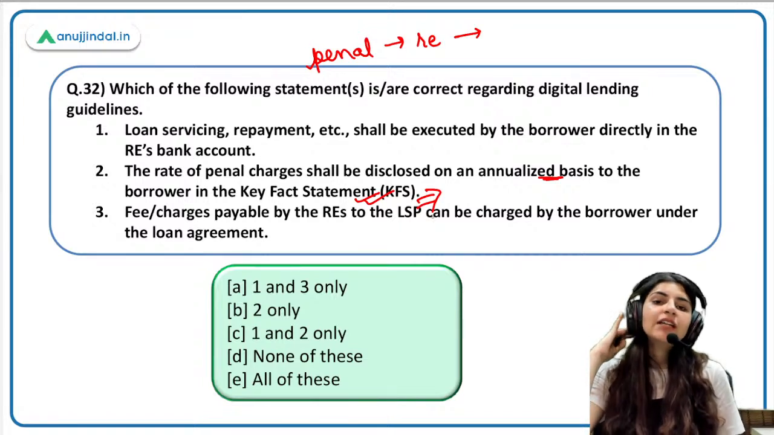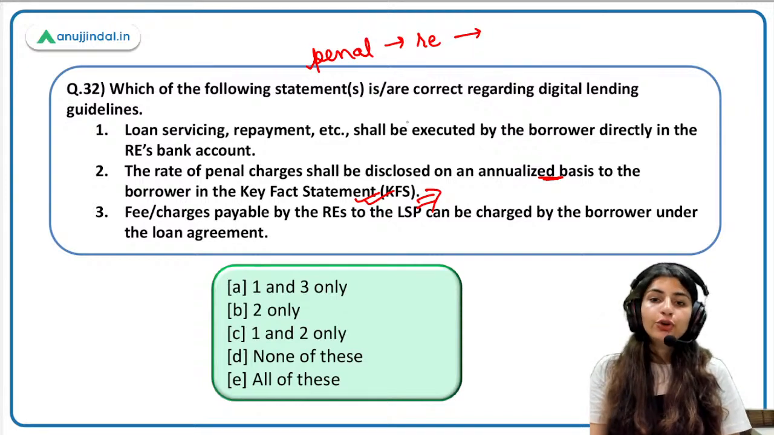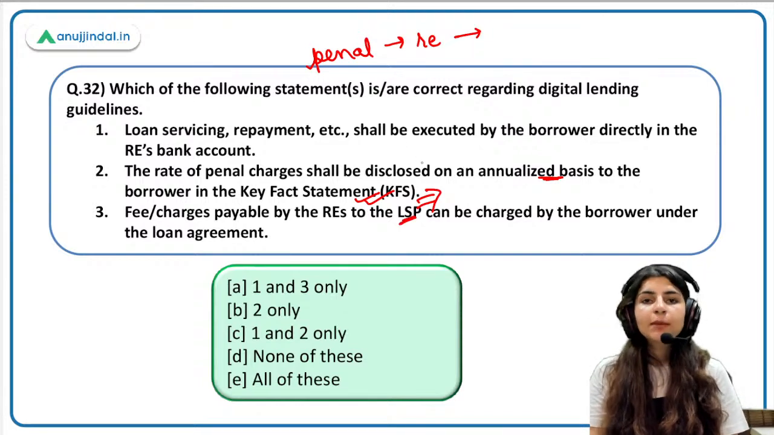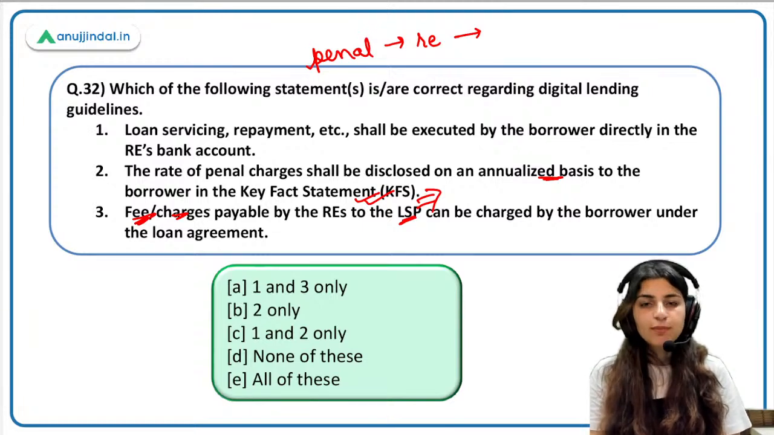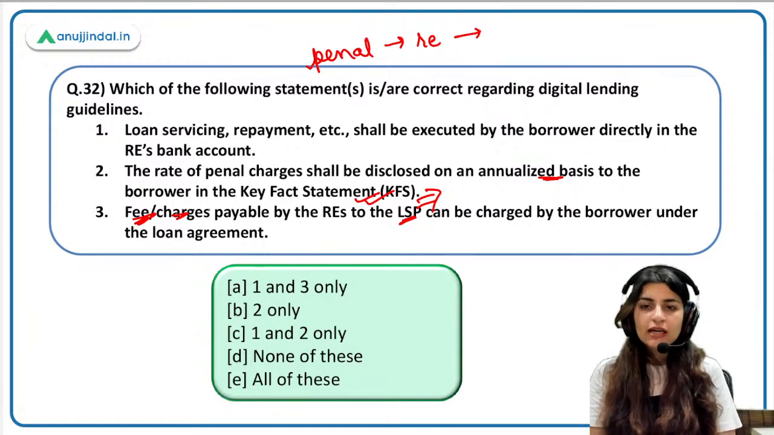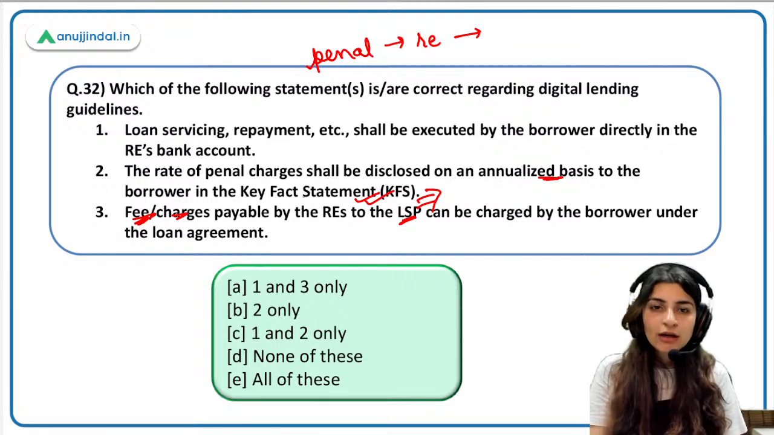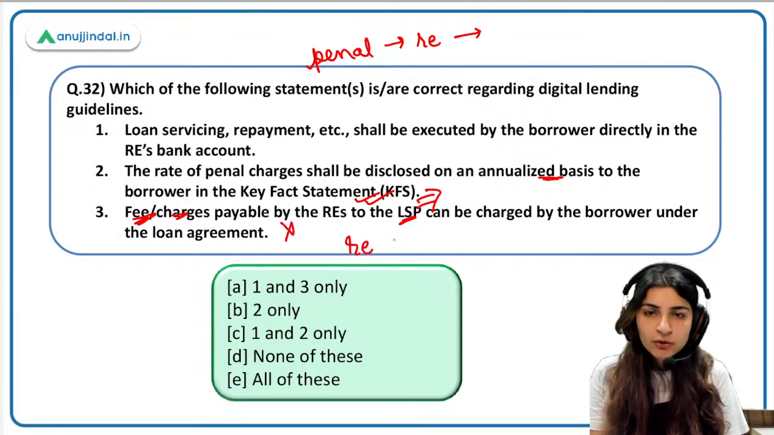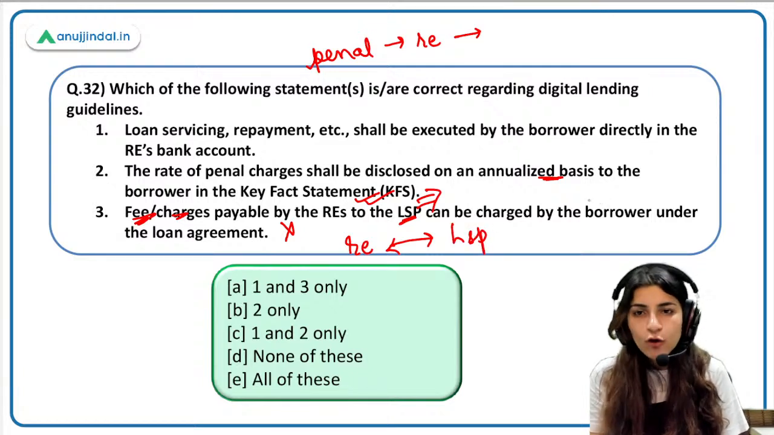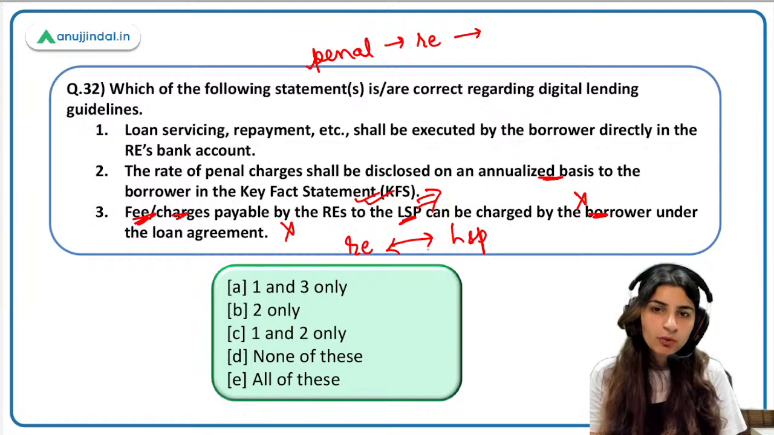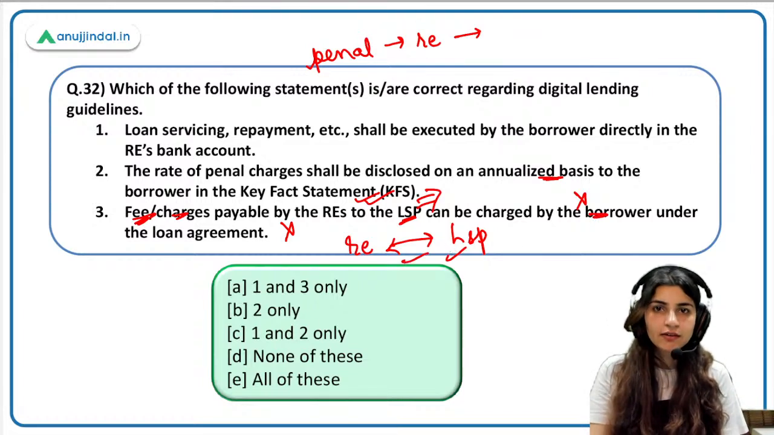Now, fee charges payable by the RE to LSP. Yes, LSP अब third party है, they are working as agents of RE, then they receive fee from the REs. So fee or any charges payable by the RE to LSP can be charged by borrower under the loan agreement? No. So the agreement is between RE and LSP, lending service provider. They cannot be charged by the borrower. This is between RE and LSP. So this statement is incorrect. First and second are correct here.